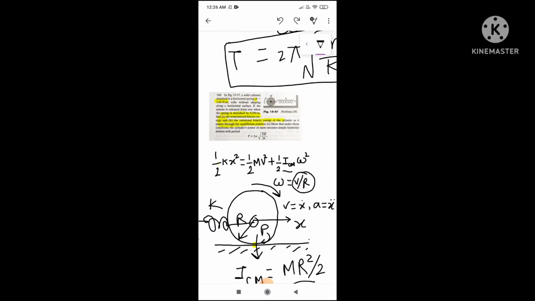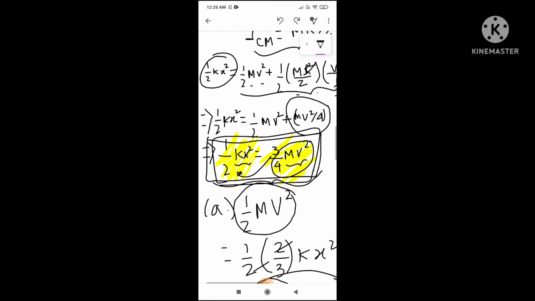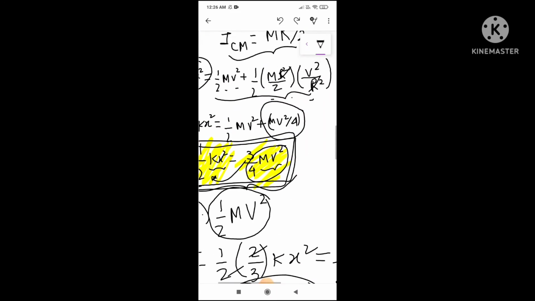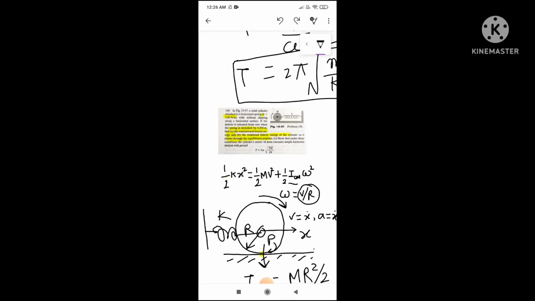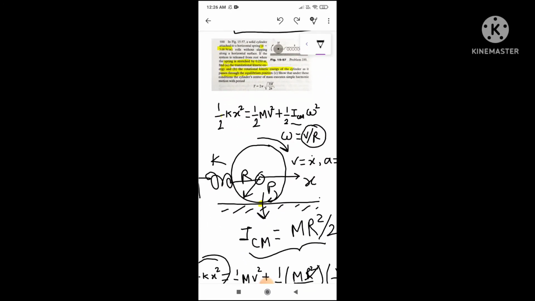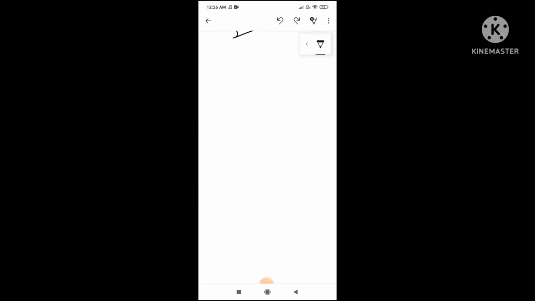Well, this is pretty easy, super simple. This is a kind of an easy peasy thing. All of you know. Well, I'm waiting for the comments. Why do you think this cylinder executes SHM? And what has that got to do with the time period expression which we have got in this final?